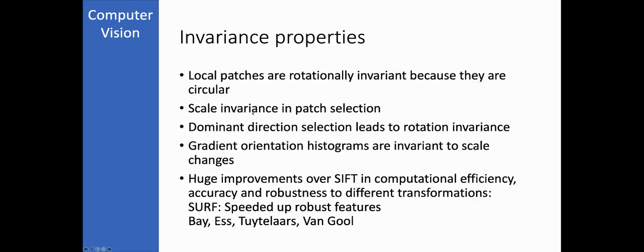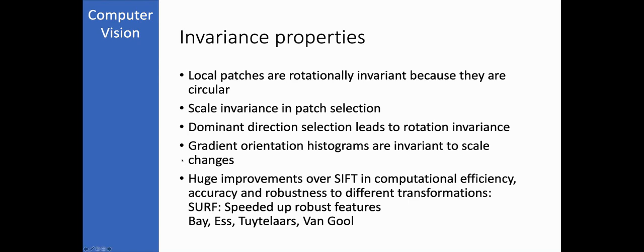So briefly talking about the invariance properties. The local patches are rotationally invariant because they're circular. It's scale invariant due to patch selection in multiple scales. Now, the rotation invariance is enforced in the feature extraction through dominant direction selection. Here, as opposed to the previous example, David Lowe uses gradient orientation histograms. And notice that these are invariant to scale changes. The gradient orientation doesn't really change with changing scales.